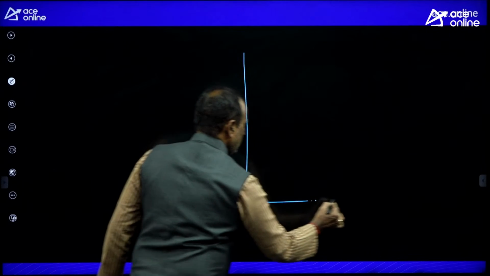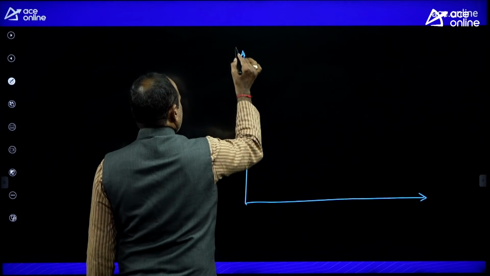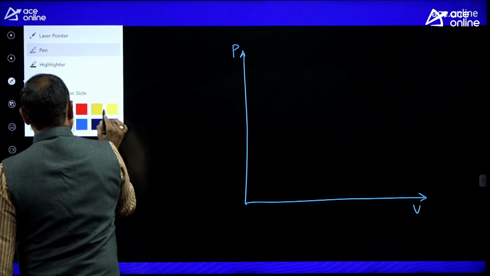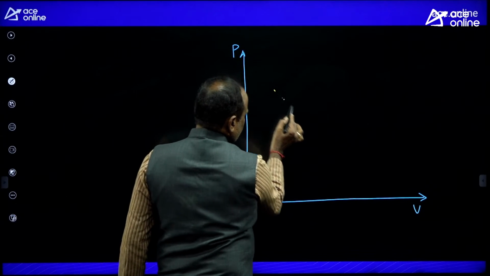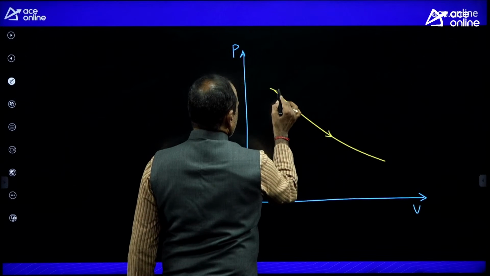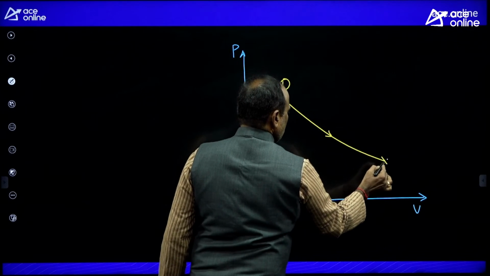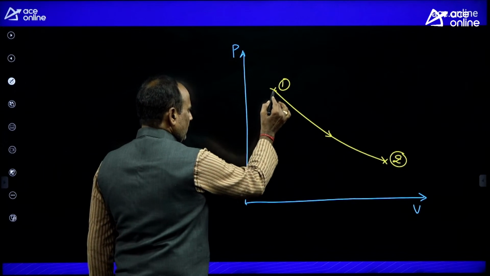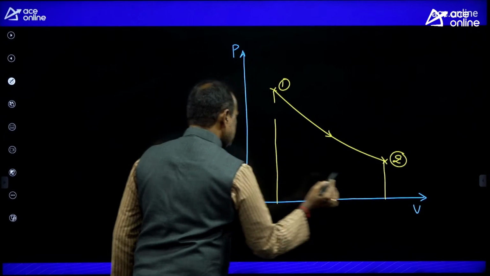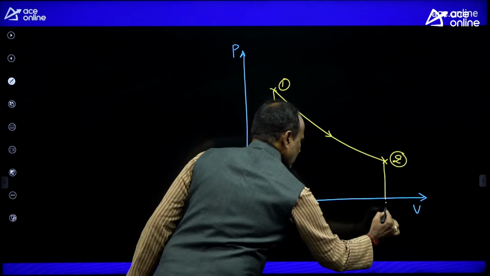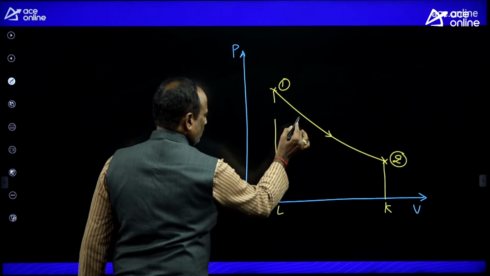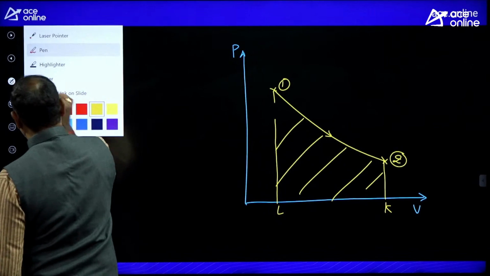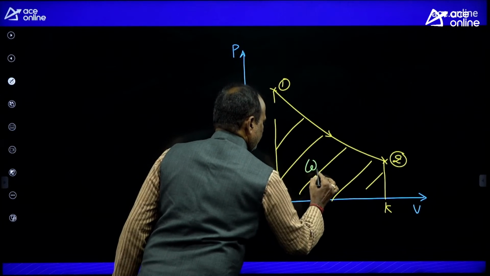If I mark a process with a PV coordinate system, pressure versus volume coordinate system, the expansion curve I can draw like this. This is the expansion curve, 1 to 2. If I assume that the expansion curve is drawn for a closed system, then the area below 1 to 2 is the non-flow work. Right? Let me write that point. This is the non-flow work.